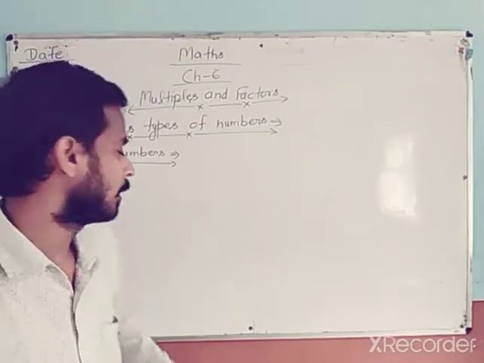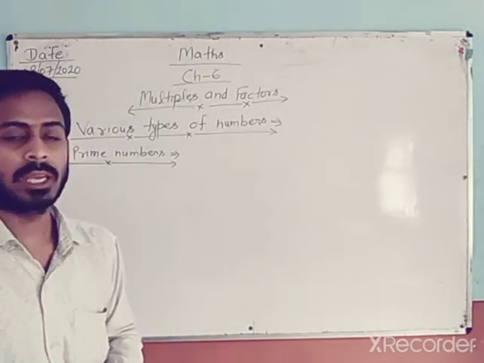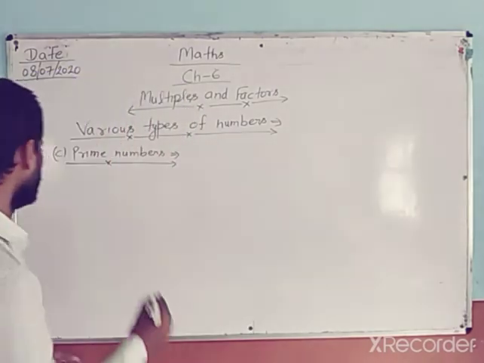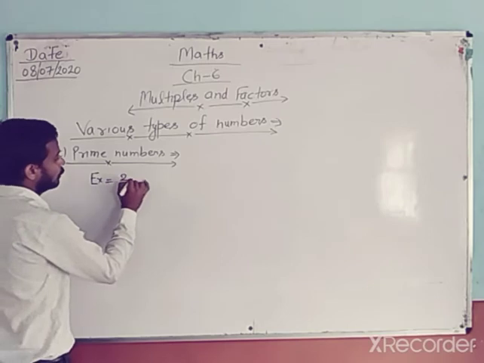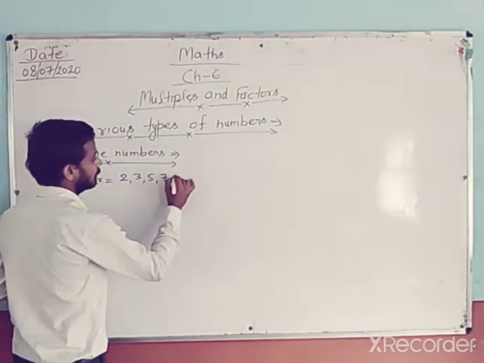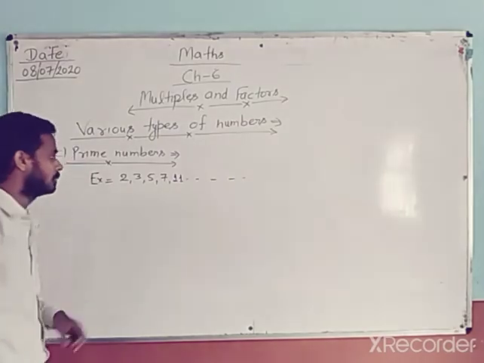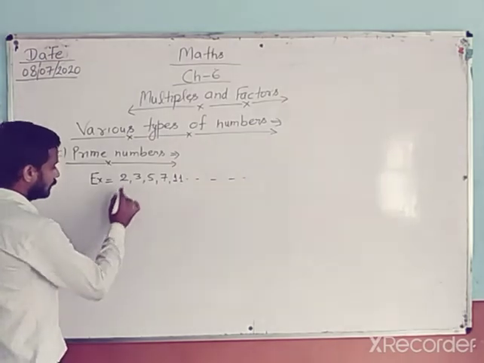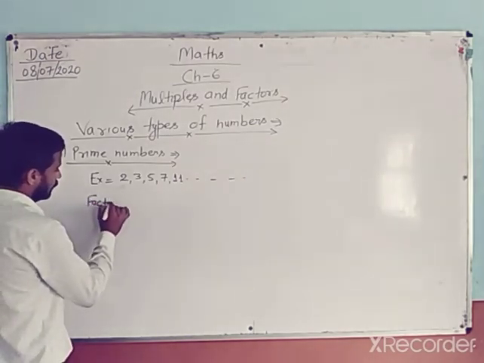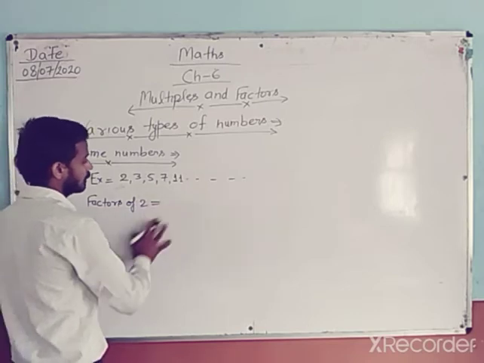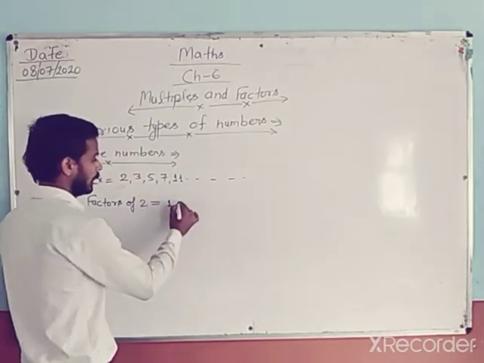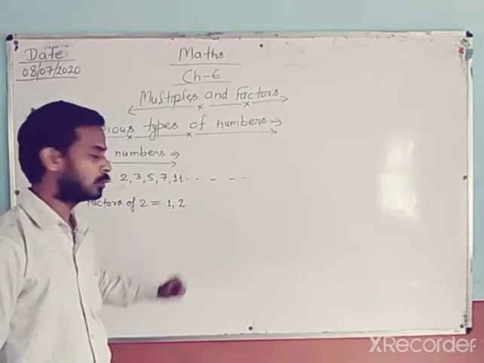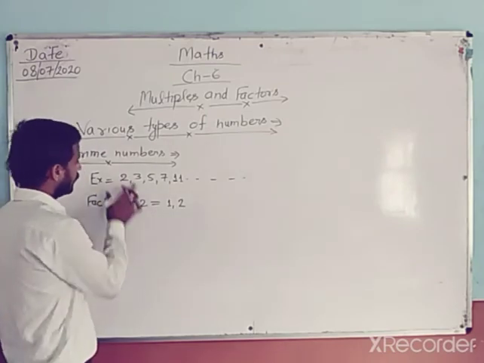Now next, prime numbers. The numbers which have only two factors, namely 1 and the number itself. See the example: 2, 3, 5, 7, 11 and so on. You know how to find factors? The factors of 2 are 1 times 2 and 2 times 1. It has only two factors, 1 and 2. So this is why it is called a prime number.